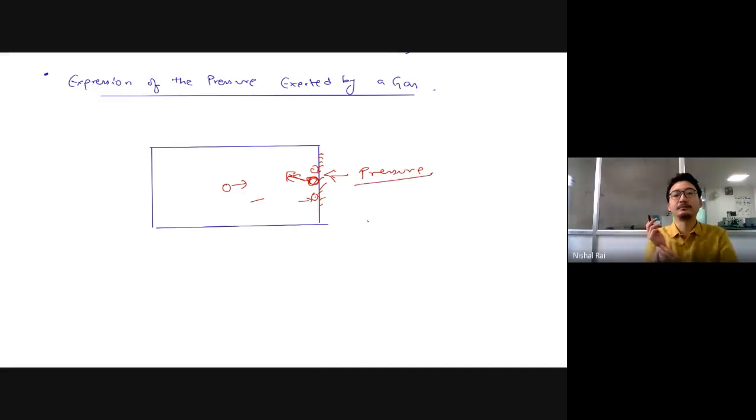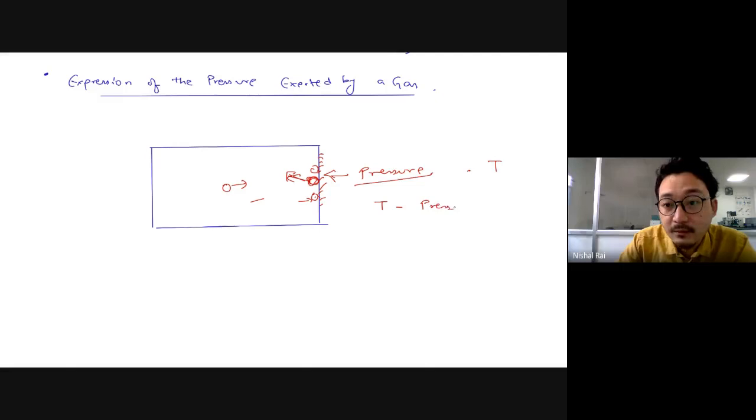Is it clear or not? Because it is continuously trying to push this wall, it will create some kind of pressure. For a given temperature, it will give you a certain pressure.